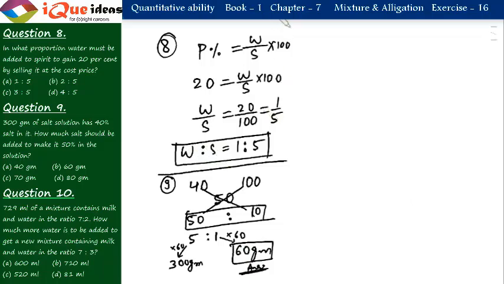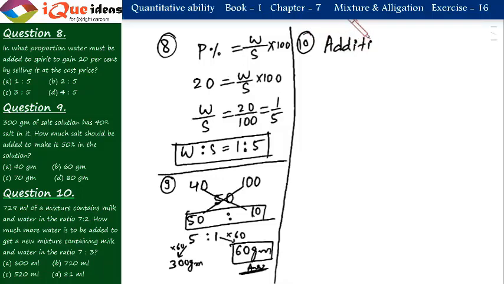Now we come to question number 10. It says 729 milliliter of mixture contains milk and water in the ratio 7:2. How much more water is to be added to get a new mixture containing milk and water in the ratio 7:3? This is a direct question of addition.